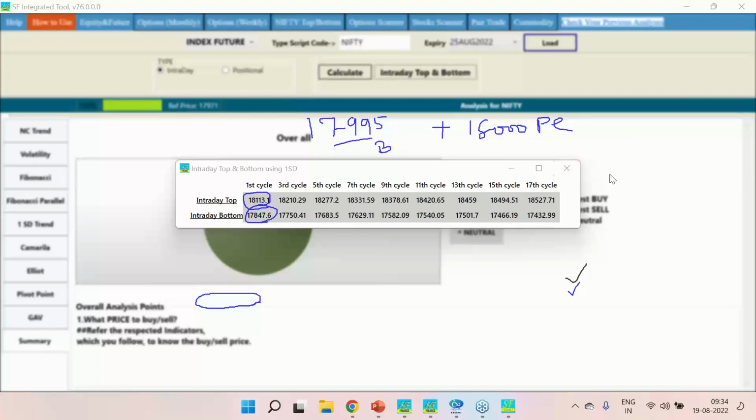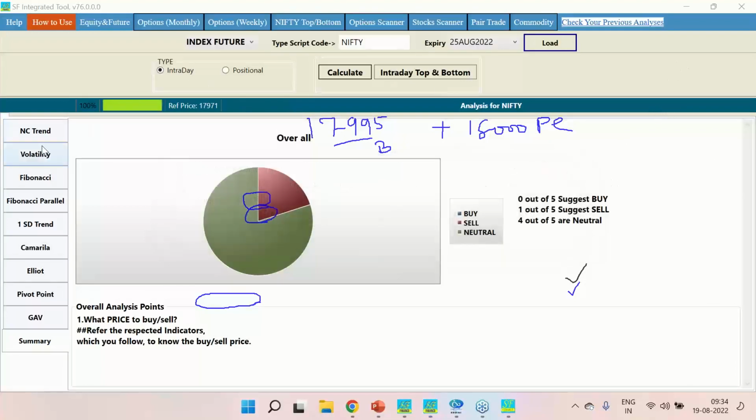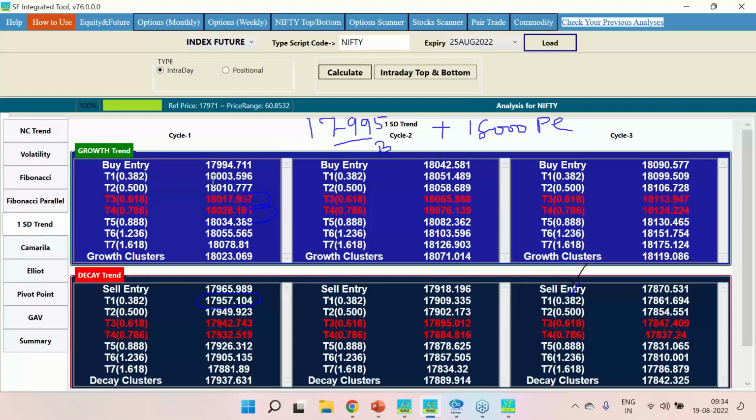Why are this top and bottom so important? Once we get an uptrend breakout and a couple of targets, say 18,078 has come, you should not hurriedly come out of the trade, because today's top is 18,118. So you can generate another 30-40 points of profit from the same trade.